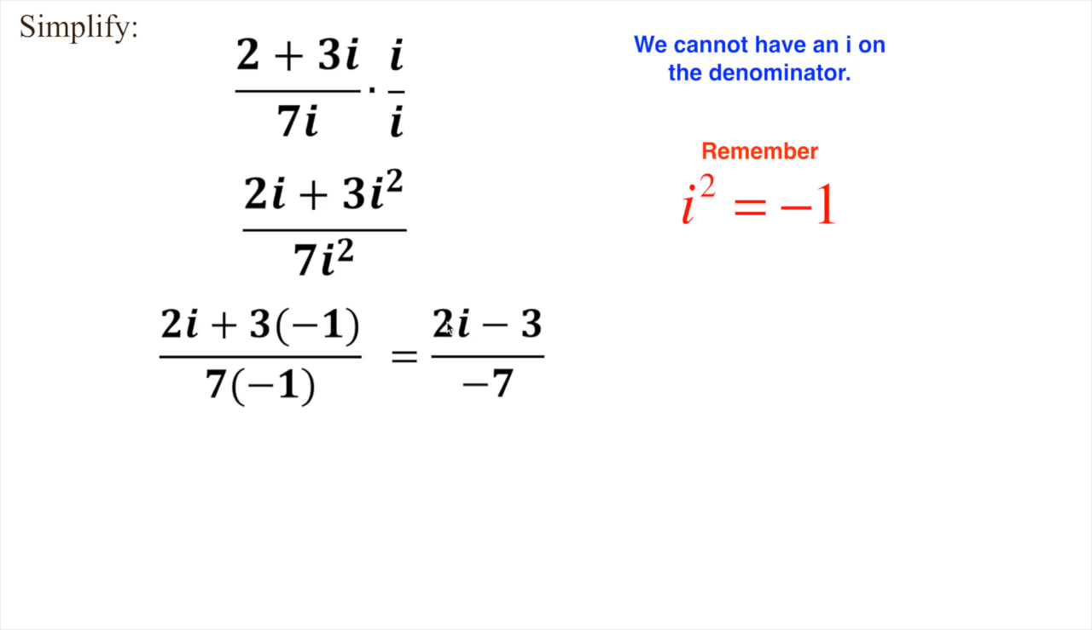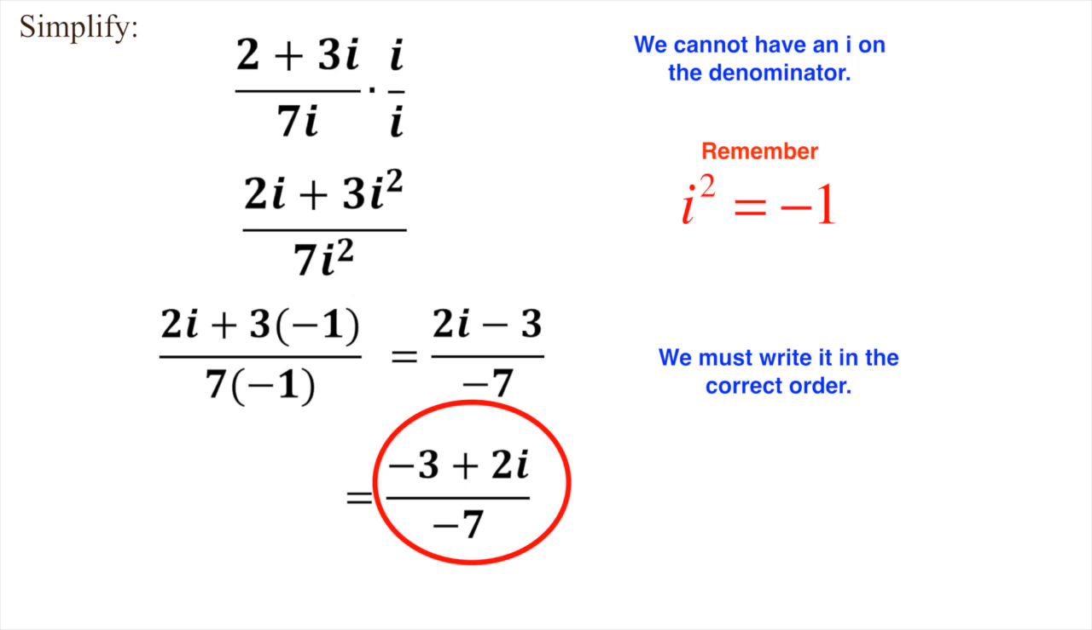I need to put this in the correct order, okay? Remember that the imaginary number portion here comes after the real number. So I've got negative 3 plus 2i. Notice I went negative 3 plus 2i. I didn't go 3 minus 2i. That negative is associated with the 3, so that goes in front.